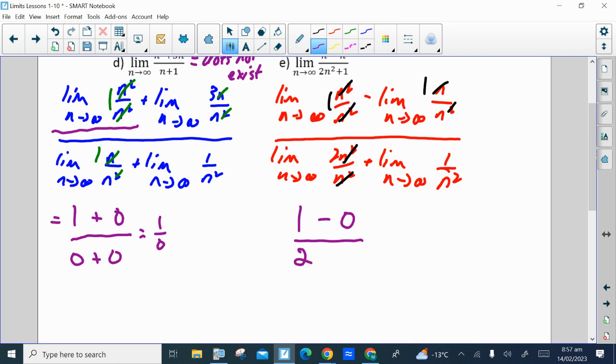There is no n left after you cancel the n squareds. It doesn't matter what happens to n. The value of that limit will not change. It'll be 2. Plus, on the bottom, that second term, the limit as n approaches infinity of 1 over n squared, that will be 0. As n gets larger and larger, n squared will even get bigger and bigger, but 1 divided by a number that gets bigger and bigger, that answer will get smaller and smaller. It'll approach a value of 0. So 1 minus 0 over 2 plus 0 is 1 over 2.